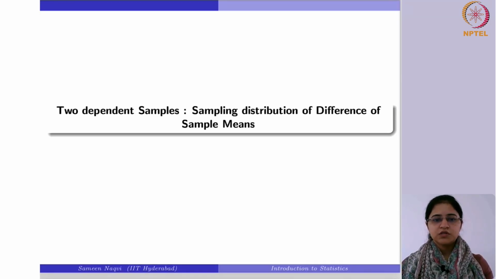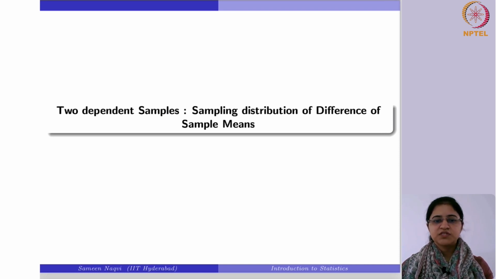We are going to see what happens if you are drawing two dependent samples. Then what will happen to the sampling distribution of the difference of the sample means. Now, in real life, we may not always come across independent samples, because the observations that you draw are more or less likely to be dependent on each other.